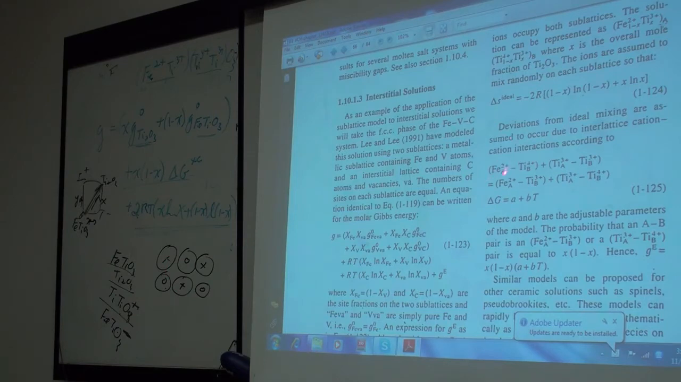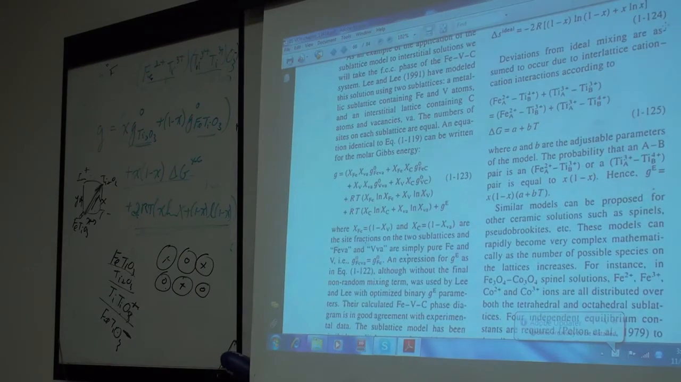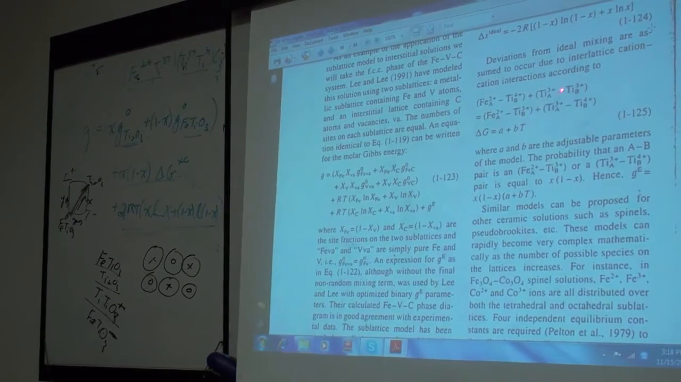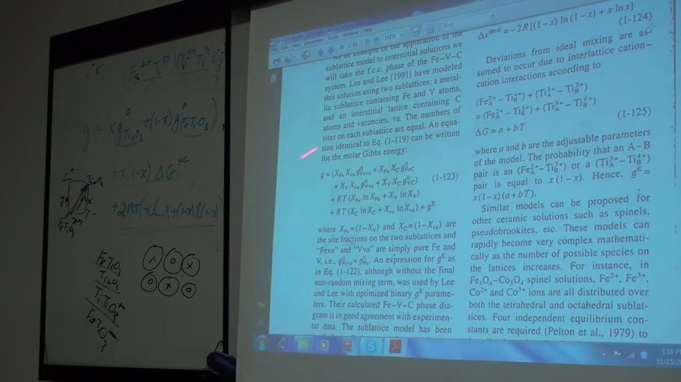You have this nearest neighbor pair, iron 2+, titanium 4+, titanium 3+, titanium 3+. There's a flip, and you form this nearest neighbor pair. And the delta G of that exchange reaction gives the energy. The probability of finding this pair is X. The probability that an AB pair is an iron 2+, titanium 3+ pair is equal to X times 1 minus X.